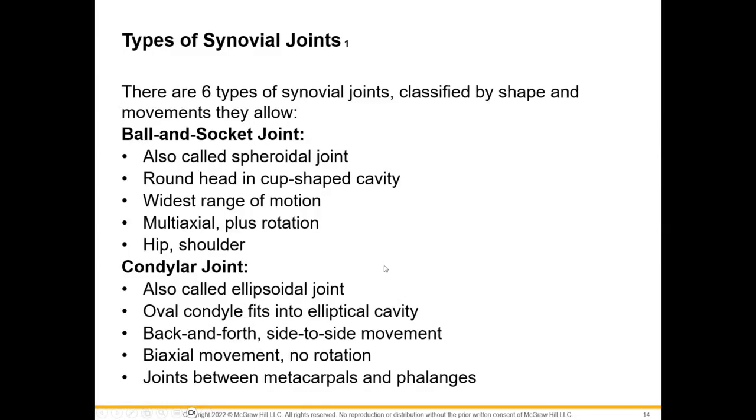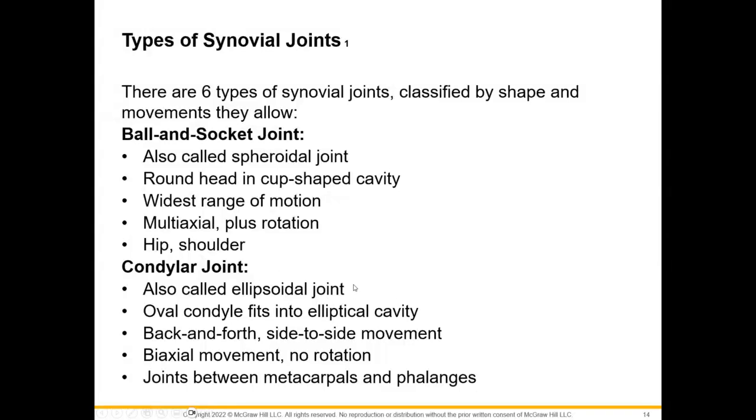There are 6 types of synovial joints classified by shape and movement that they allow. Okay, the ball and socket joint. This is also called a spheroidal joint. It has a round head that fits into a cup-shaped cavity, and it has the widest range of motion. It's multi-axial, and it has rotation. An example of these are your hip, where your femur fits to the hip, and then your shoulder where the humerus fits to the scapula.